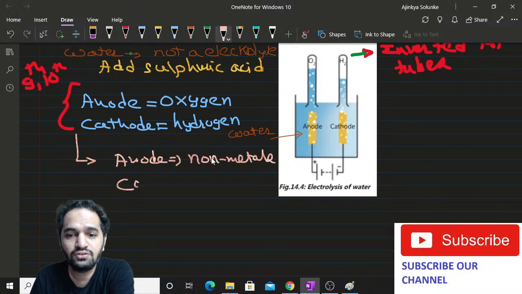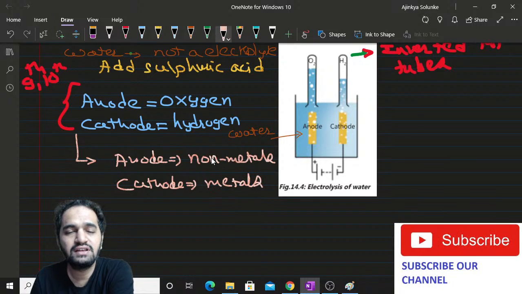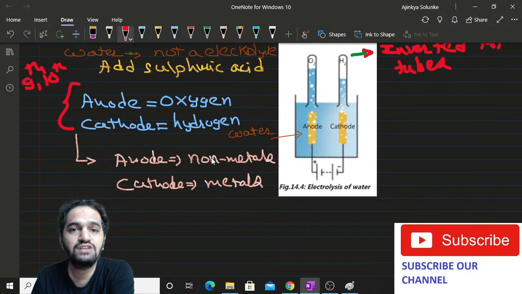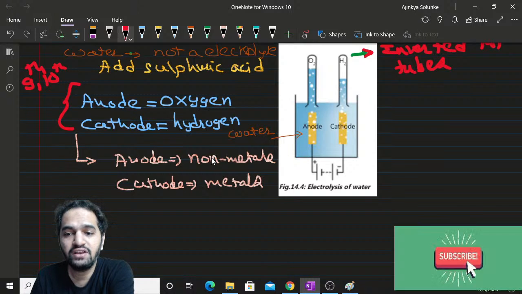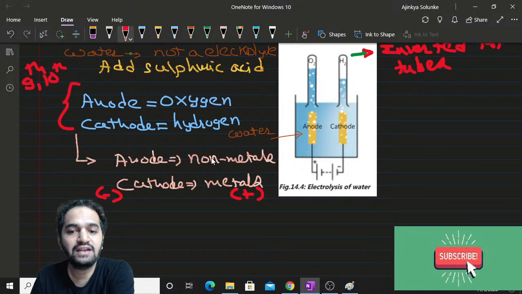Okay, and at the cathode, metals are deposited. The reason being that metals are generally positive. They like to donate electrons. Metals are very much positive, and the cathode is negative, right? So that is the reason why metals get attracted towards the cathode.